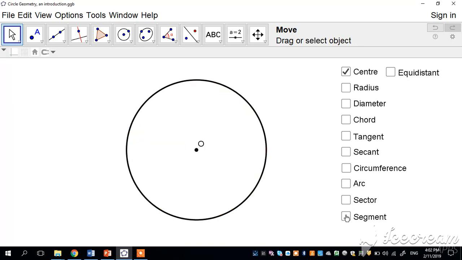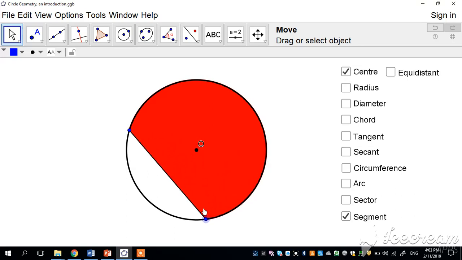And final keyword is called a segment. And a segment is a region, an area that is bounded by a chord and an arc. And again, we can have minor segments or we can have major segments.